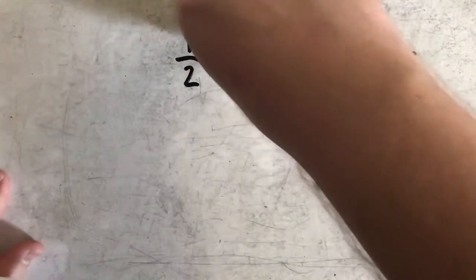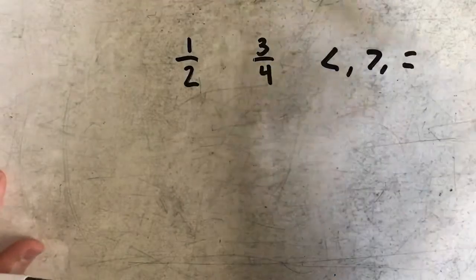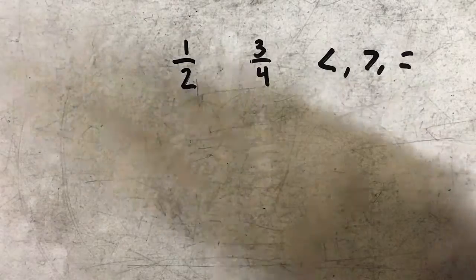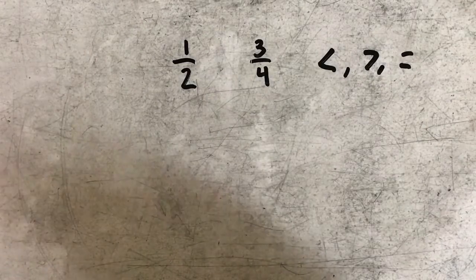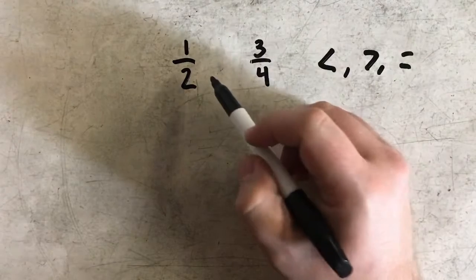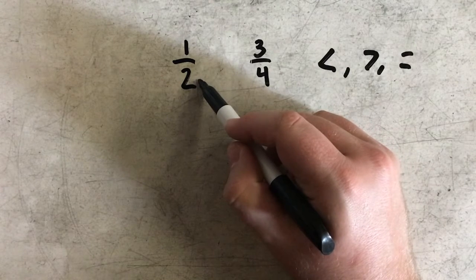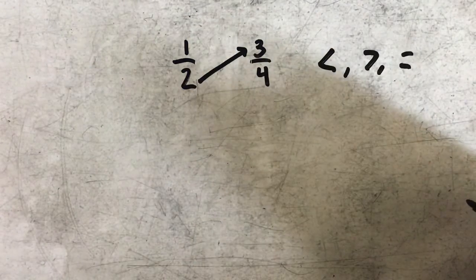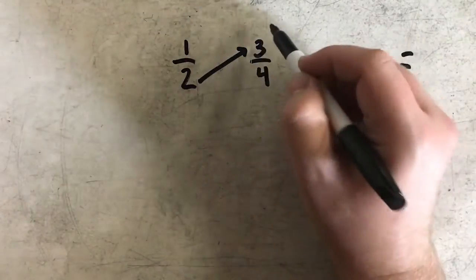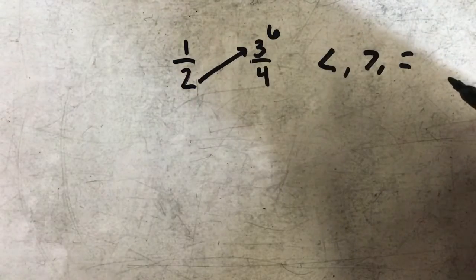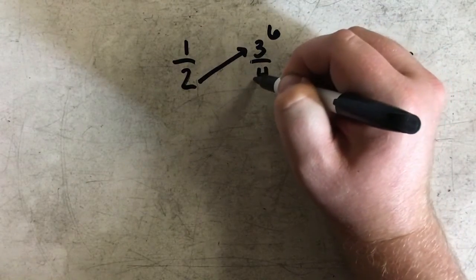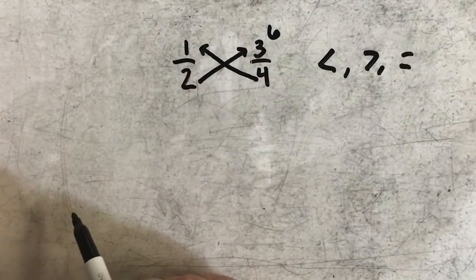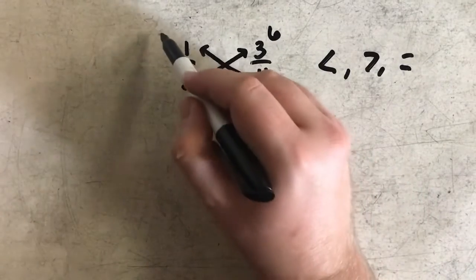In my opinion, though, there is an even easier way to compare these two fractions, and it's using a method that's known as cross multiplication. And when I cross multiply, I'm going to multiply the denominator of one fraction times the numerator of the other fraction. So 2 times 3 is 6. And then I'm going to do the same thing with the opposite denominator by multiplying it by the opposite numerator. And 4 times 1 is 4.